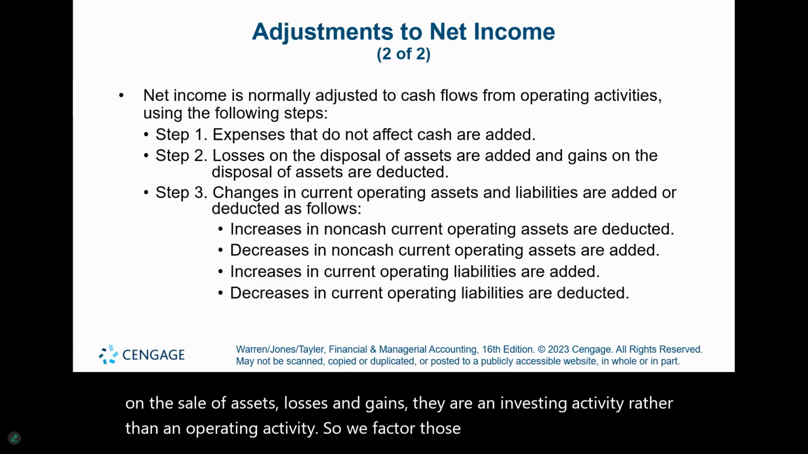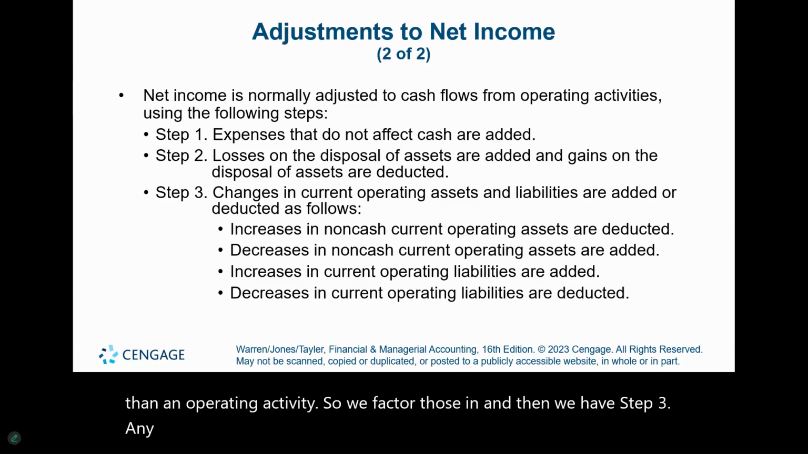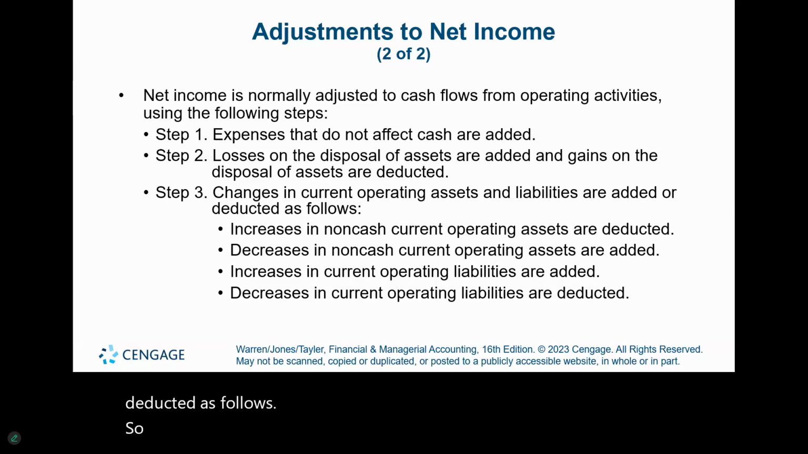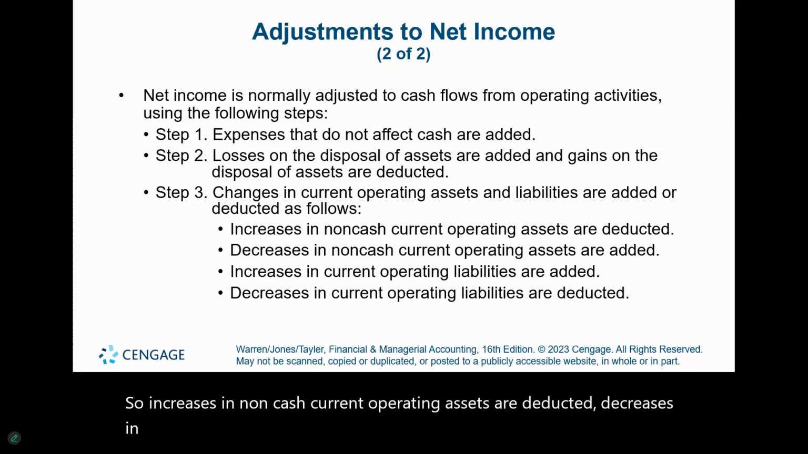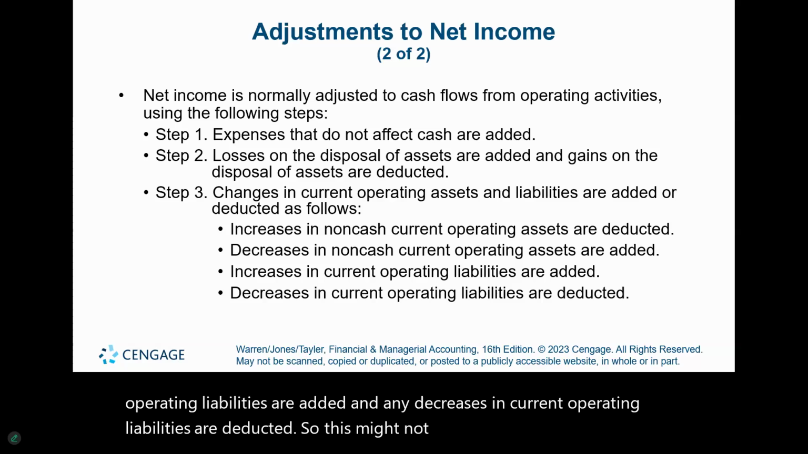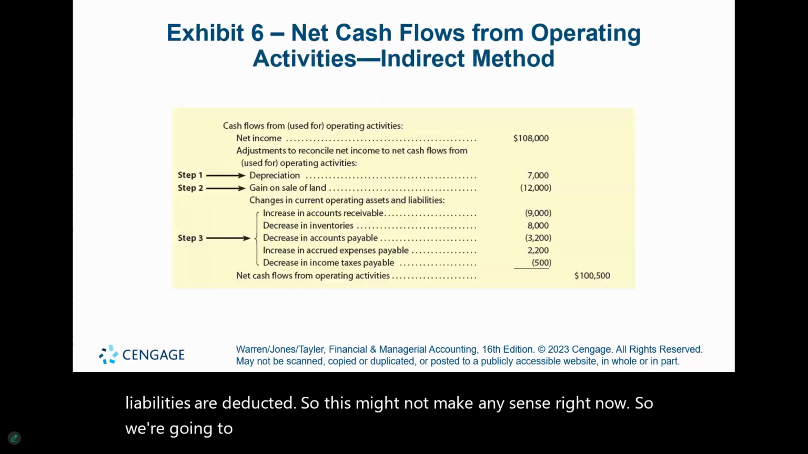And then we have step 3. Any changes in current operating assets and liabilities are added or deducted as follows. So increases in non-cash current operating assets are deducted. Decreases in non-cash current operating assets are added. Increases in current operating liabilities are added, and any decreases in current operating liabilities are deducted. So this might not make any sense right now. So we're going to look at an example to hopefully bring everything full circle.